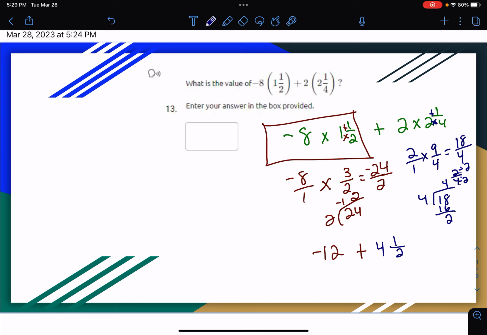So I have a negative 12 plus 4 and 1/2. So are my signs same or different? They are different. So that means I have to subtract. So I would take 12 minus 4 and 1/2. Okay. So I don't have anything to subtract my half from. So I have to borrow from there. And I want my denominator to be the same.